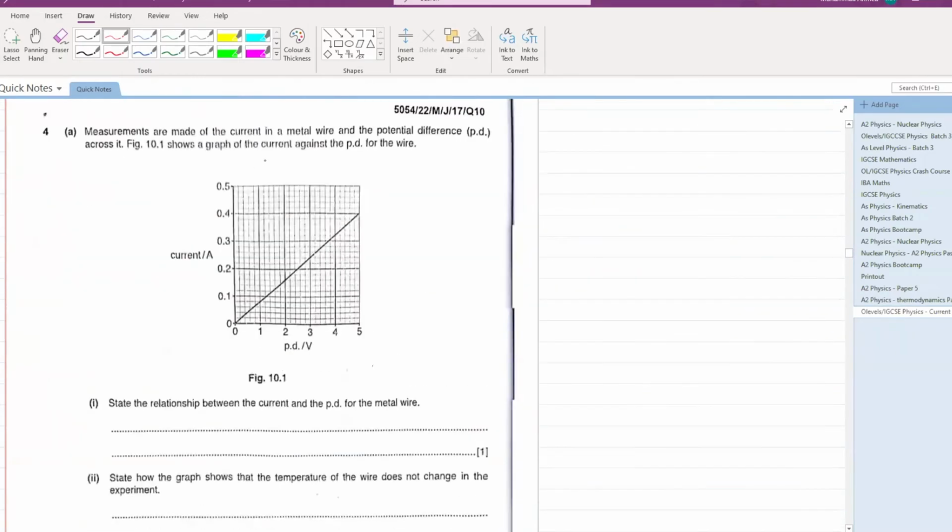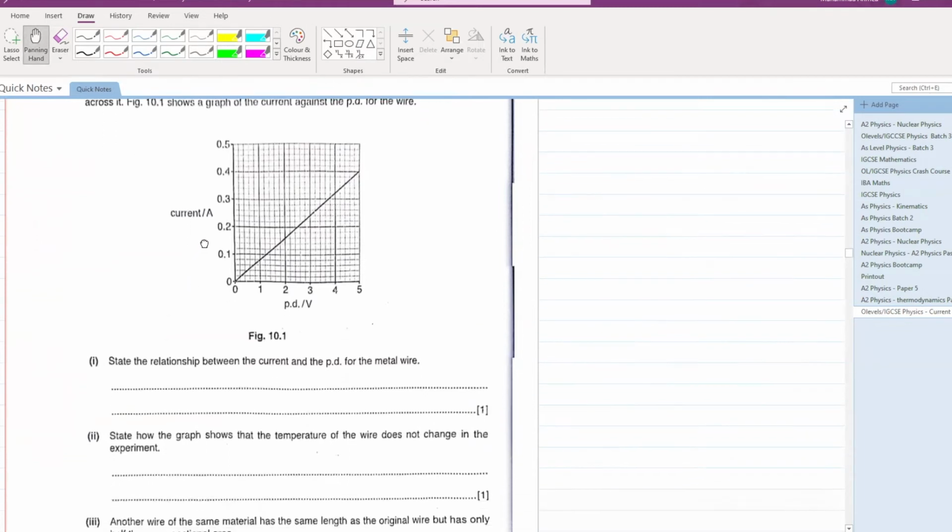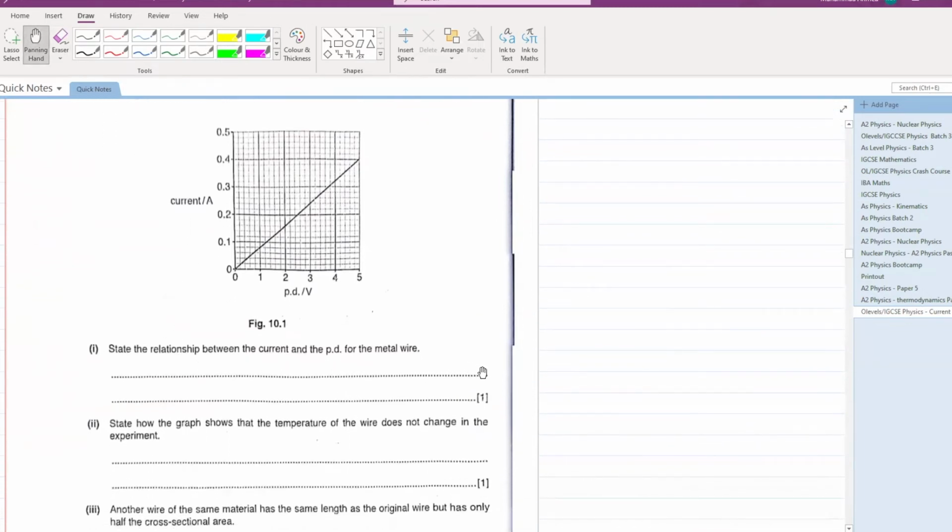Simple. Measurements are made of the current in a metal wire and potential difference across it. Okay, so this is the current versus voltage graph. Figure 10.1 shows a graph of the current against the potential difference for the wire. State the relationship between current and potential difference for the metal wire. So you can say voltage or potential difference, since potential difference is mentioned in the question. Potential difference is directly proportional to current. Simple as that.